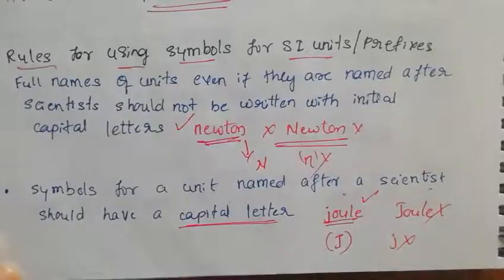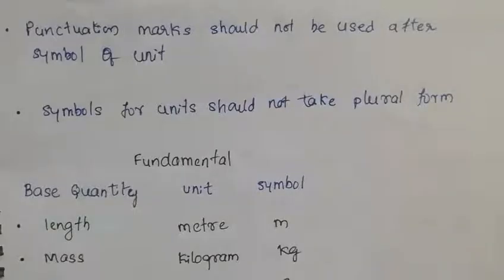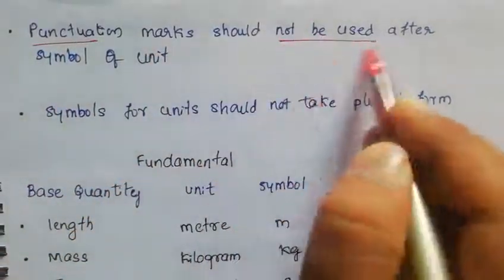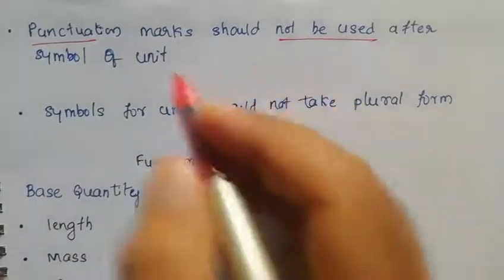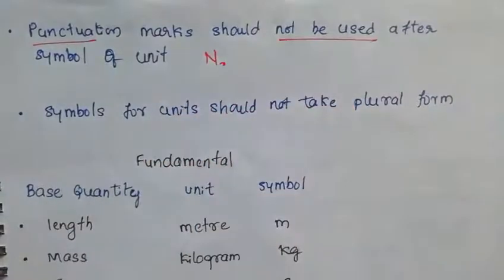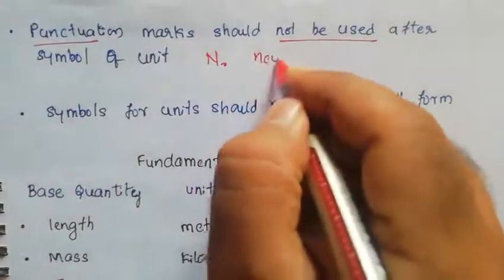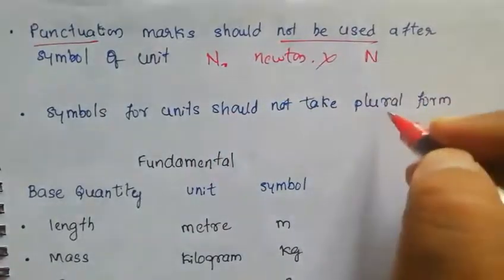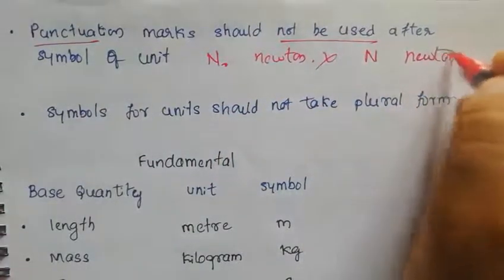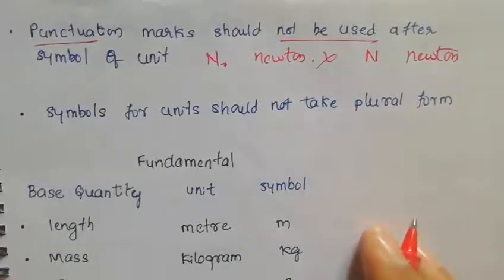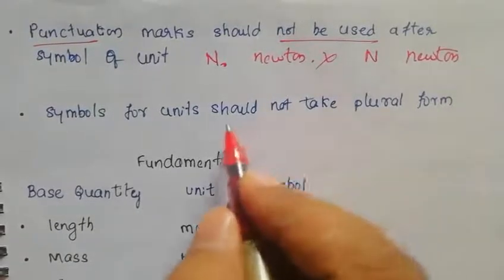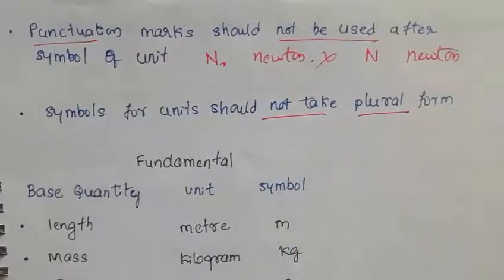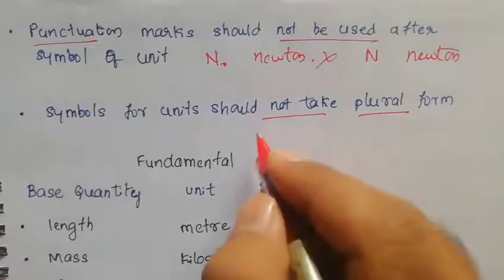Let us see the next one. Punctuation is very important here. Punctuation marks are not to be used after the symbol. For example, N with a dot is not allowed. Just N. Punctuation is not allowed. Symbols for units should not take plural form. See here, this is very important. Some people make many mistakes over here. Some people will write like this.